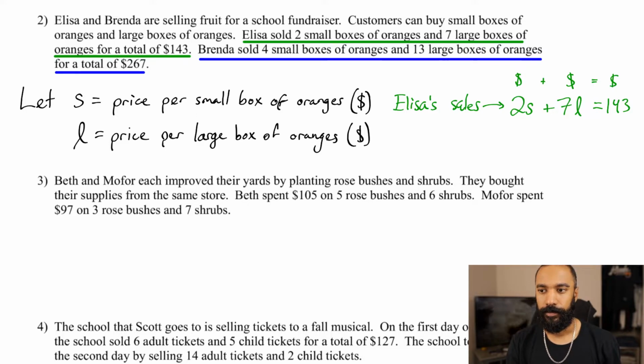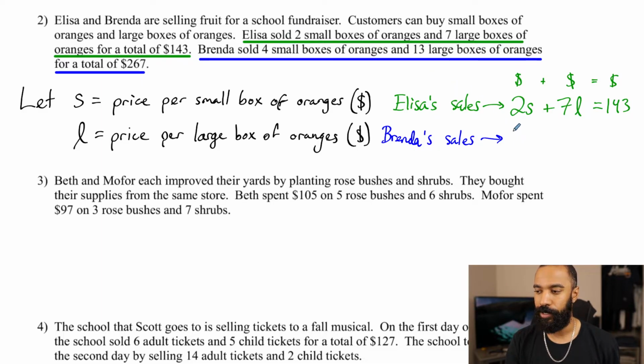Brenda. Is this blue? Yes. Brenda has a different number of sales. Now, they're all selling the same kinds of boxes at the same price points, but they're selling different amounts and they're making different amounts. Brenda's sales is the other equation. Now, if you follow this note, it should be okay.